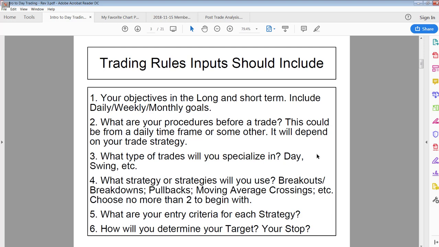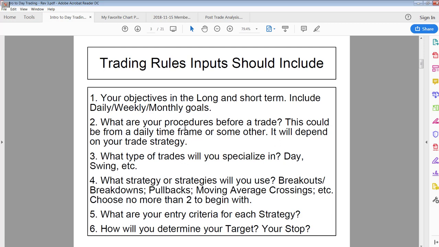Now, there are a number of trading rules that you should use. You've got to have your own objectives in the long and the short term, and include daily, weekly, monthly goals. And those are important to keep you on track, so you measure how you're doing. If you don't measure at all, then you can always fool yourself into thinking you're doing all right.